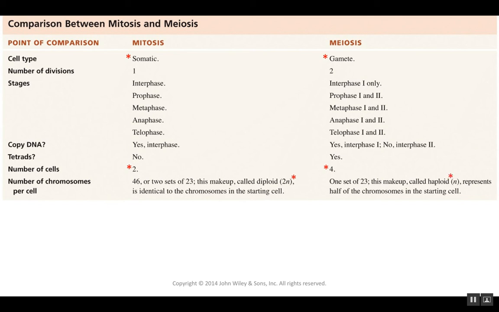One other point, the cells that are produced via mitosis are diploid. Remember, diploid means two sets of chromosomes. So one set of human chromosomes has 23. Two sets, therefore, would have 46. So every cell of your body, other than gametes, is diploid. They have two sets of 23. Meiosis results in a haploid cell. Sperm and egg are haploid. They have one set of 23 chromosomes.